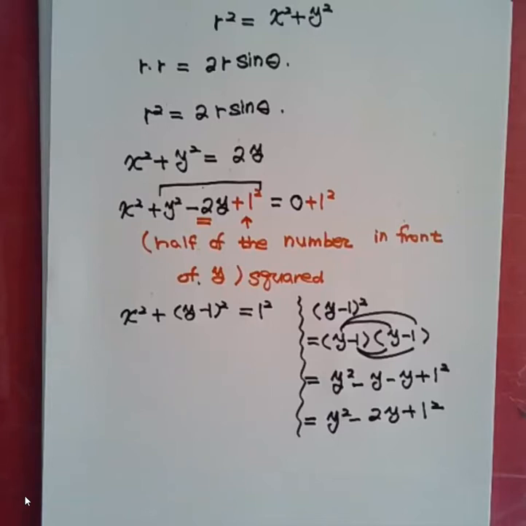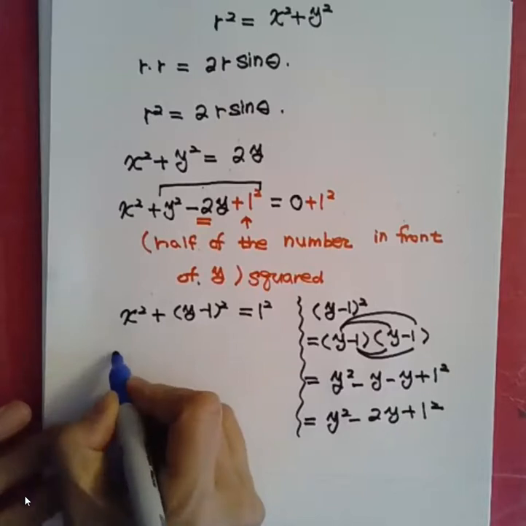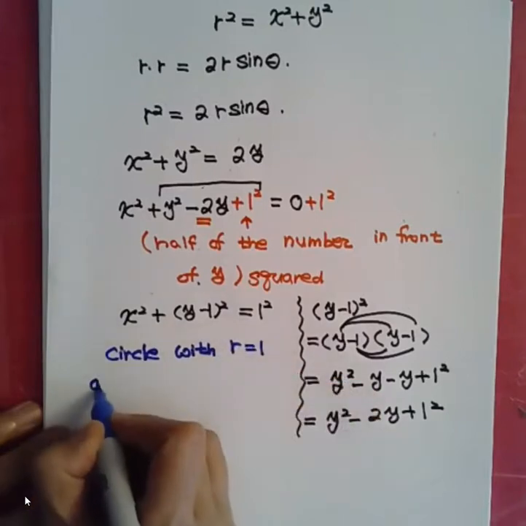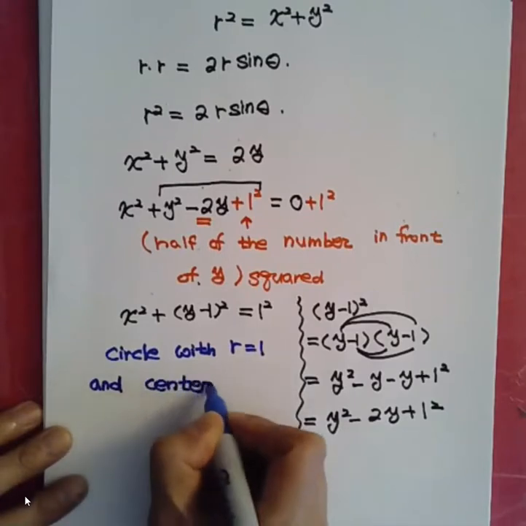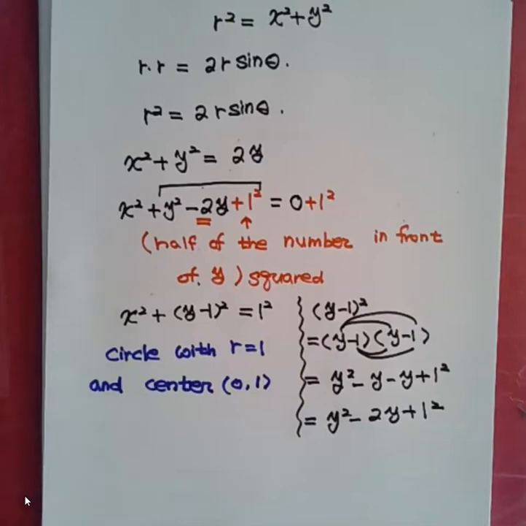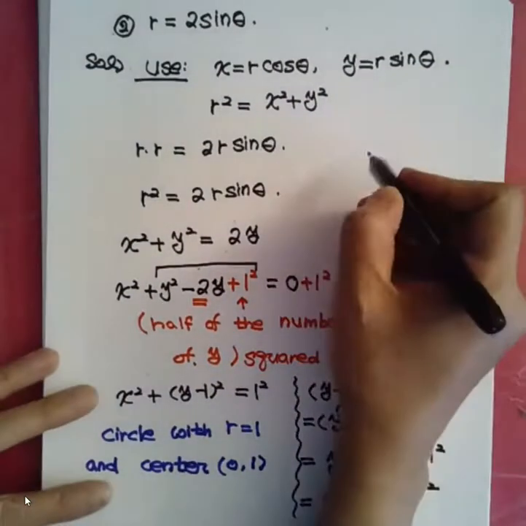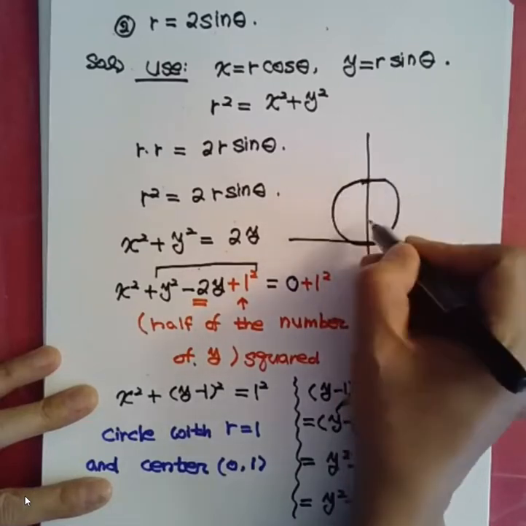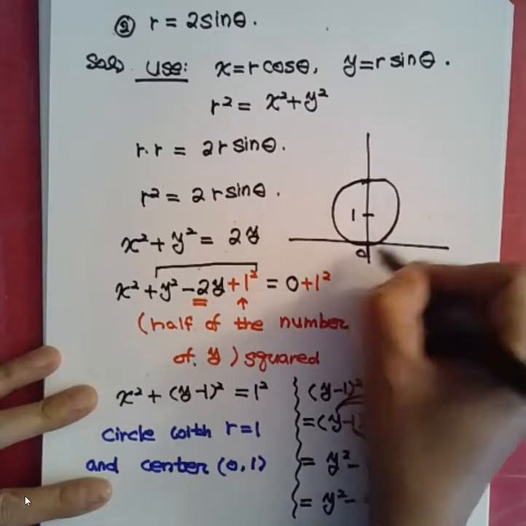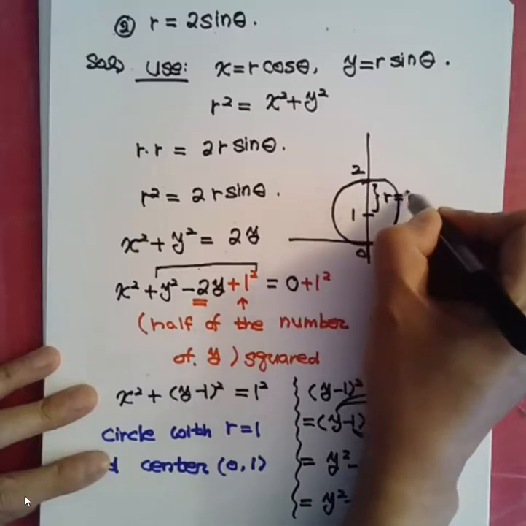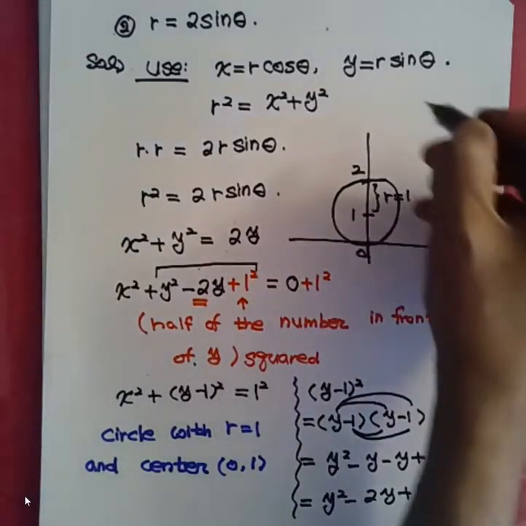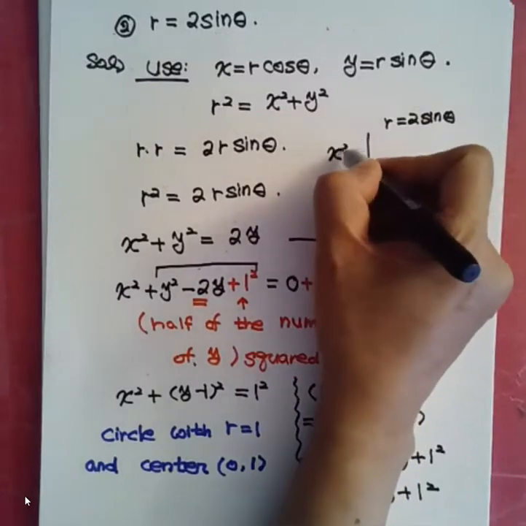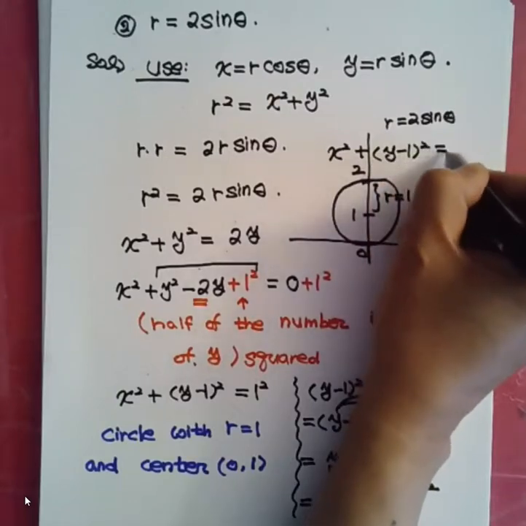Indeed, that is the equation of a circle with radius 1 and center 0 and 1. If we visualize, then the center is 1 and the radius is 1. This is r equals 2 sine of theta in a rectangular coordinate form, that is x squared plus y minus 1 squared equals 1 squared.